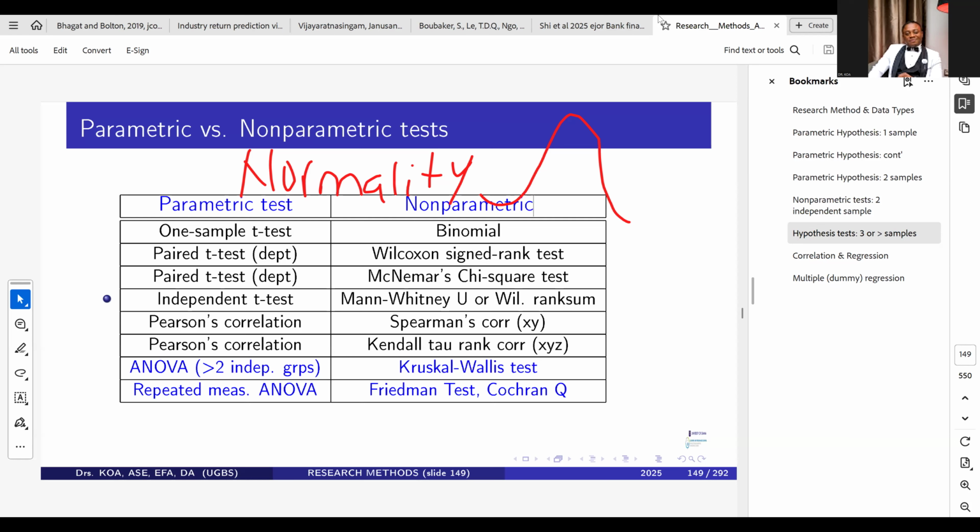And this is the way you want to understand normality. Anytime you are looking at a sample and the data is normally distributed, the test you use is known as a parametric test. That's it.